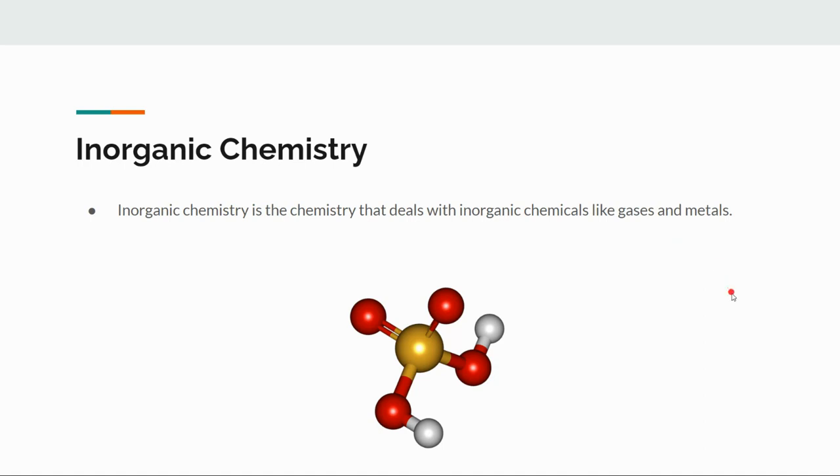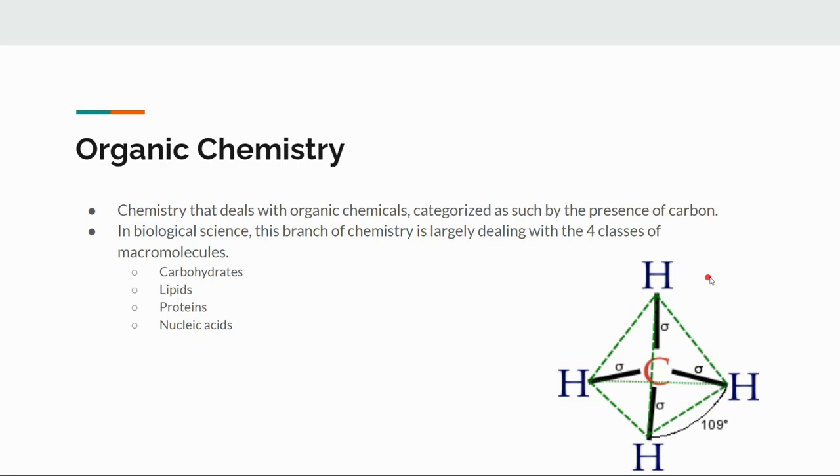All right, so inorganic chemistry is the chemistry that deals with inorganic chemicals like gases and metals. So when we talk about chemistry, chemistry is typically divided into two different categories, inorganic and organic. Inorganic doesn't typically deal with living chemistry or chemistry that is involved in living things. The other side of this is organic chemistry. So organic chemistry is chemistry that deals with organic chemicals. Organic chemistry deals with all the compounds that make up life and how that operates together.